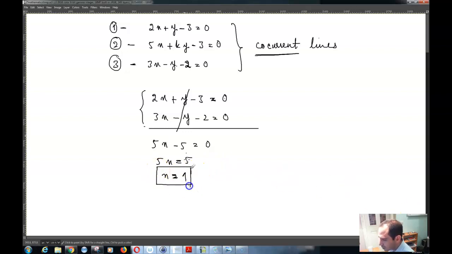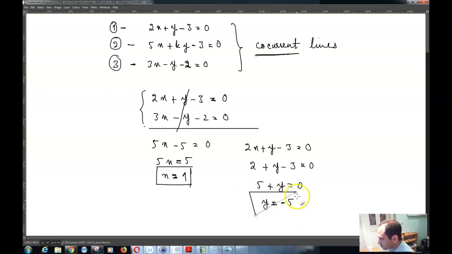x is equal to 1, and then I pick any of these two equations, for example, 2x plus y minus 3 is equal to 0. Now if x is equal to 1, this becomes 2 plus y minus 3 is equal to 0, 5 plus y is equal to 0, and y is equal to negative 5. So basically your x and y over here becomes 1 comma negative 5.